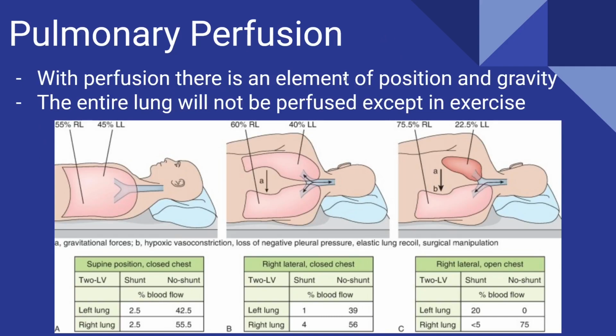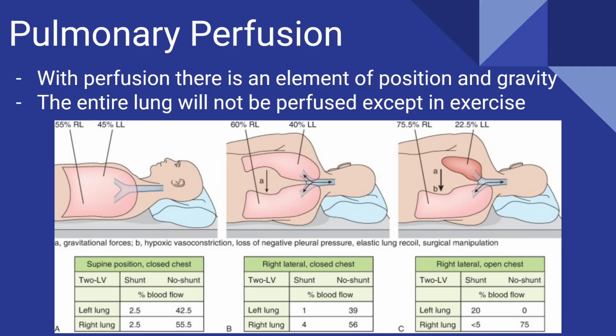And it's important to know in perfusion that gravity plays a large part in how our lungs are perfused. If you were to lay flat, the bottom half of your lung is going to be perfused. If you were to lay prone, the anterior portion of your lung is going to be perfused. Same thing as if you lay on your side. If you lay on your right side, you would expect about 56% of that blood flow to go to your right lung and about 40% to go to your left lung.